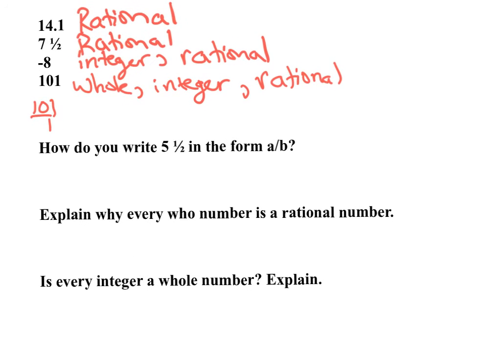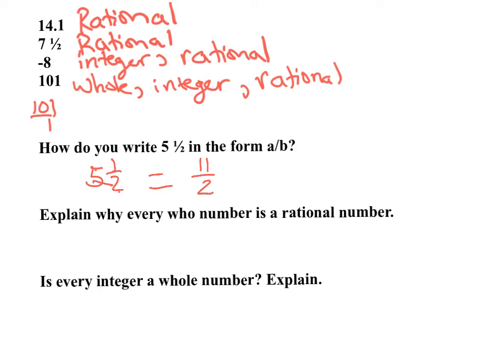Okay, the next one says, how do you write 5.5 in the form a over b? We have to make our mixed number into an improper fraction, right? So 5 times 2, whole number times your denominator, plus your numerator. 11 halves. So you're taking 5 times 2 plus 1. Is it coming back to you how to do that?